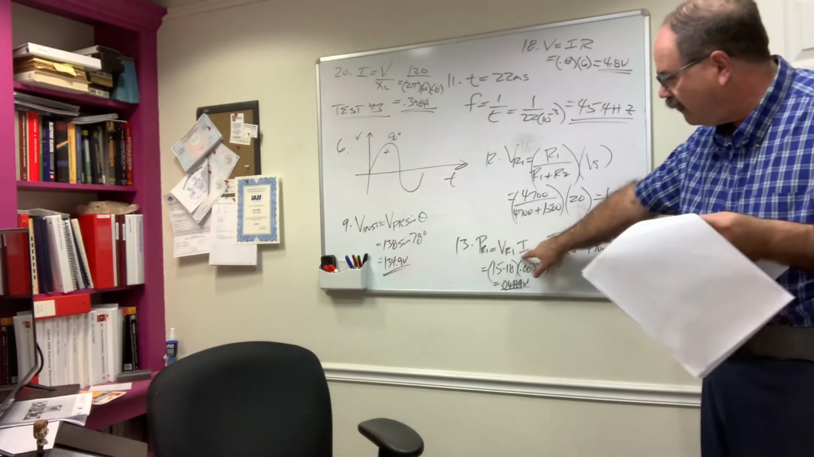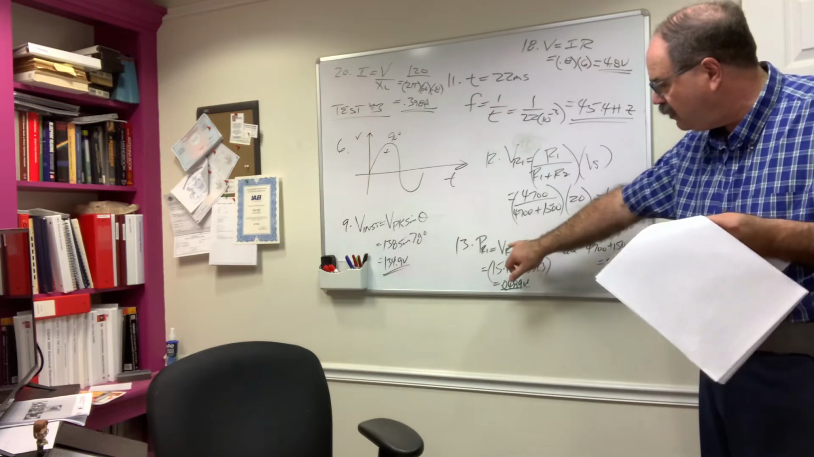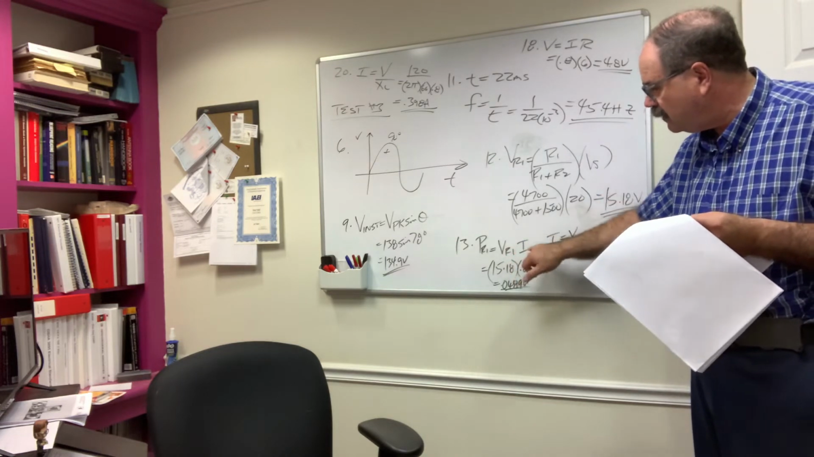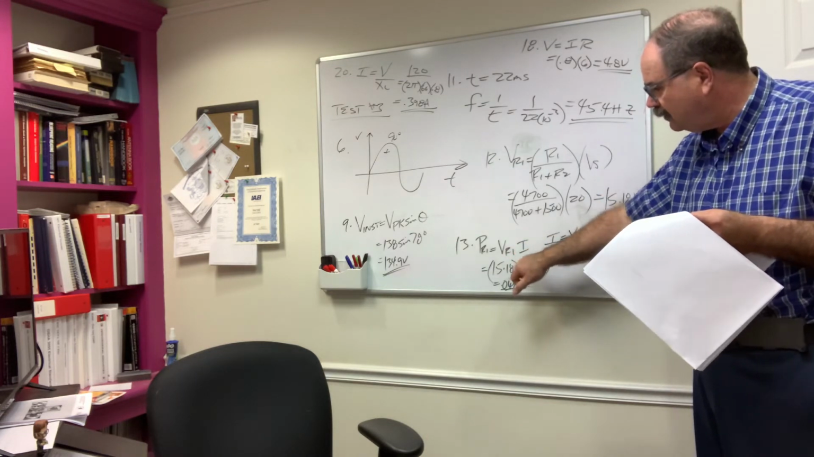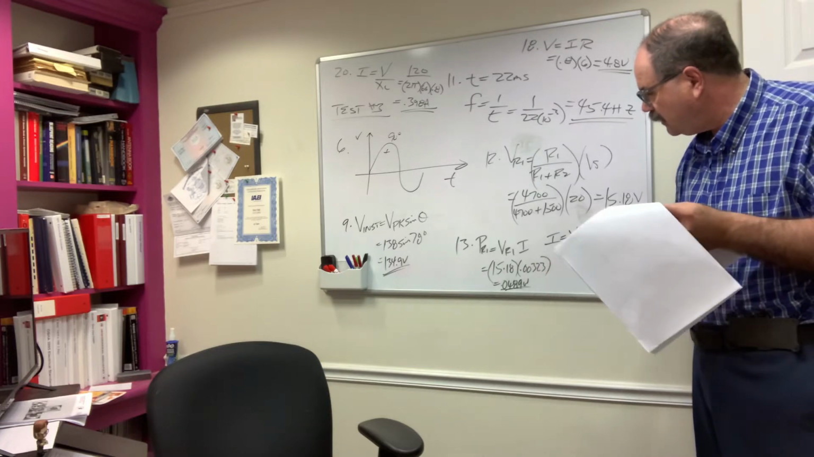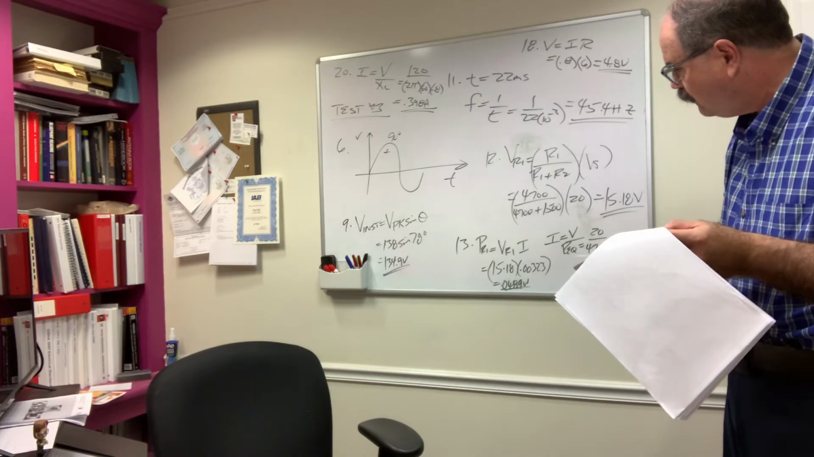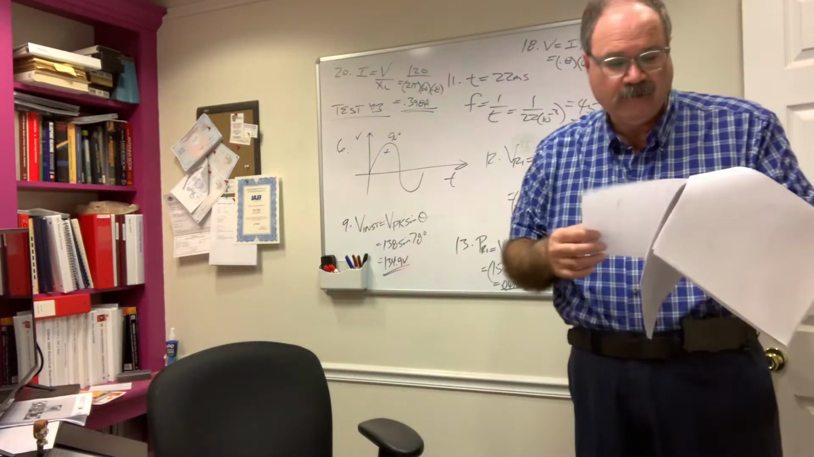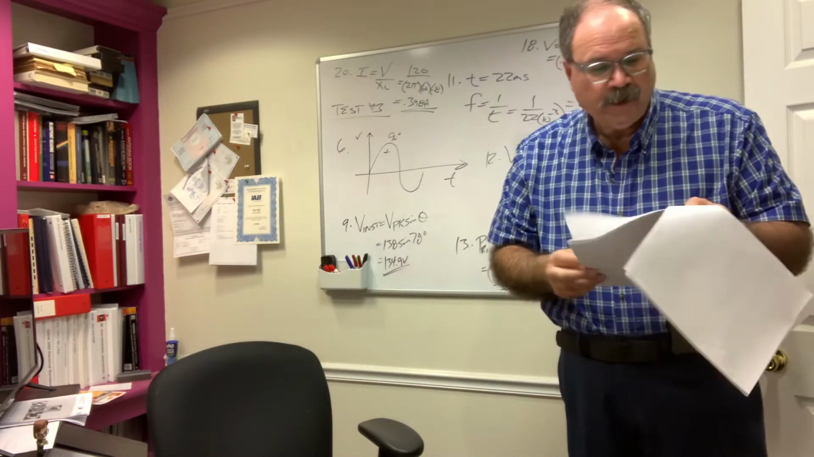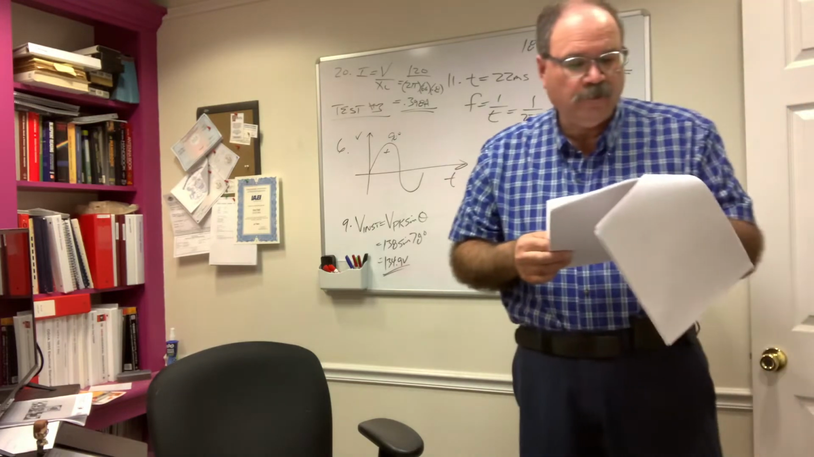0.00323. Now to calculate the power dissipated, PR1 is going to be equal to VR1 multiplied by the current. So 15.18 multiplied by 0.00323 gives us a power of 0.0489 watts. Question 14, resistive loads produce heat.